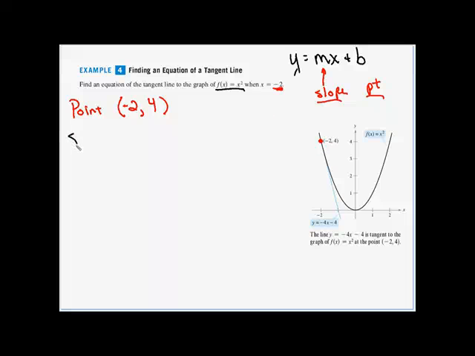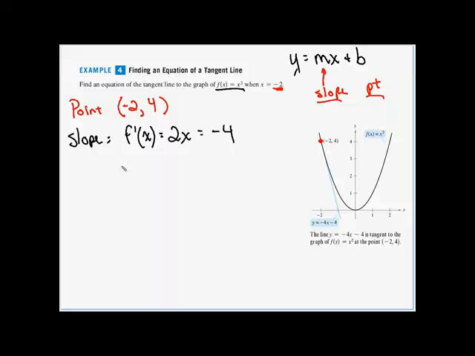Next, we need a slope. How do we find slope? We use the derivative. So our function is f of x is x squared. Well, then f prime of x is equal to 2x. And if we plug that same x value, -2, in here, 2 times -2 is -4. So our slope is -4. And now we can write our equation.